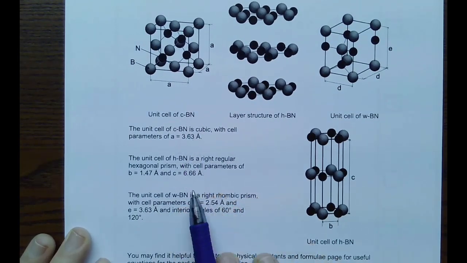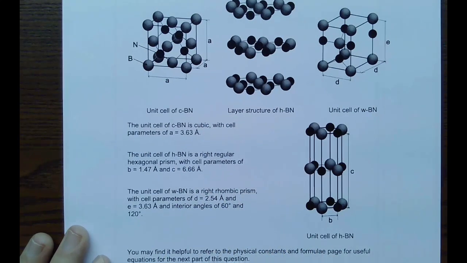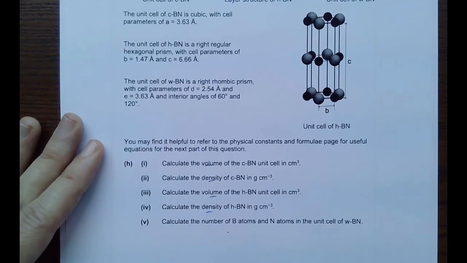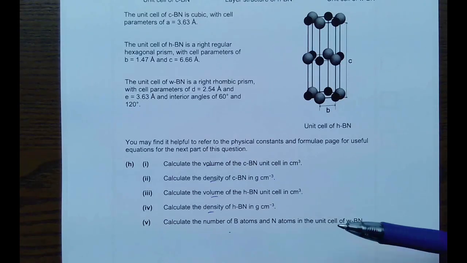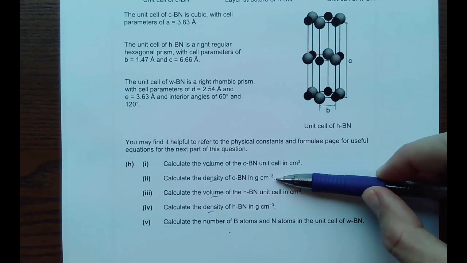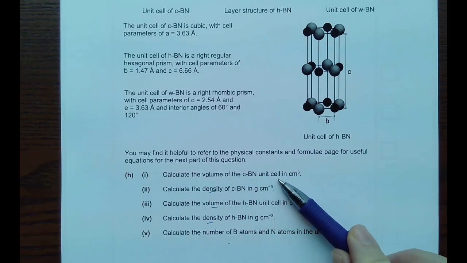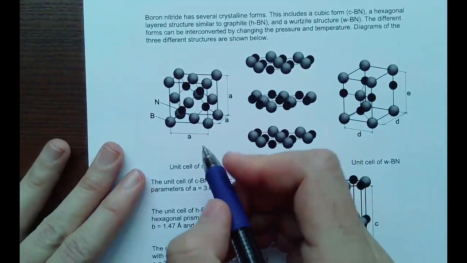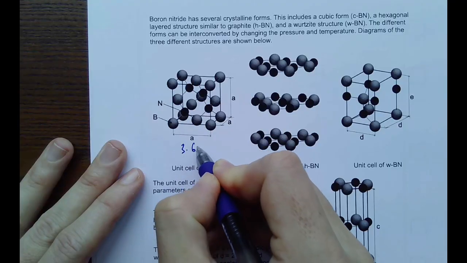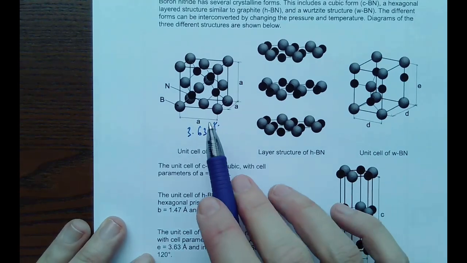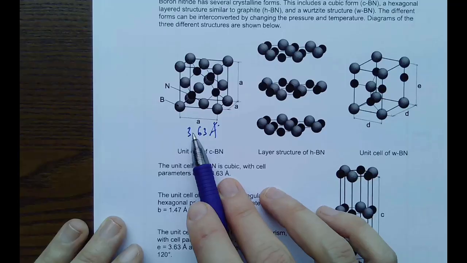And you're given parameters, so dimensions of all of these crystals, and then you're asked to work out a volume, a density, and a number of atoms. Which is quite nice because essentially these 2 questions are the same as these 2 questions, but just with a slightly different shape. So calculate the volume of the cBN unit cell in centimetres cubed. So here it is. It's a cube, and it's 3.63 angstroms. Now, you should really have practice doing this, because this question is just all about the unit conversion, because hopefully you can all cube this number.